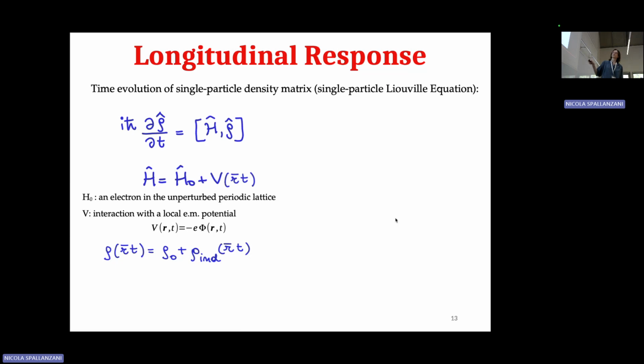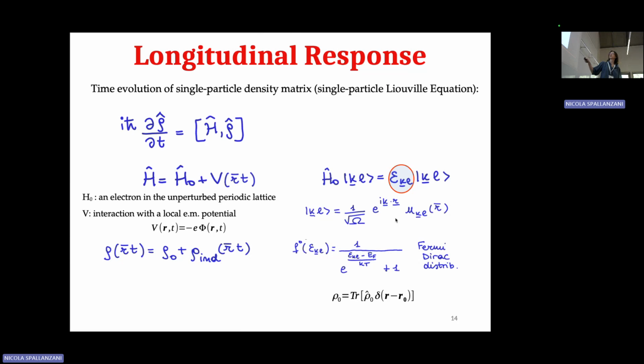We treat this problem by using the reformulation of the Schrödinger equation, which is written here in terms of the one-particle density matrix, where rho is the density matrix. This density is decomposed in two terms. One is the unperturbed density, and the other is the induced density.